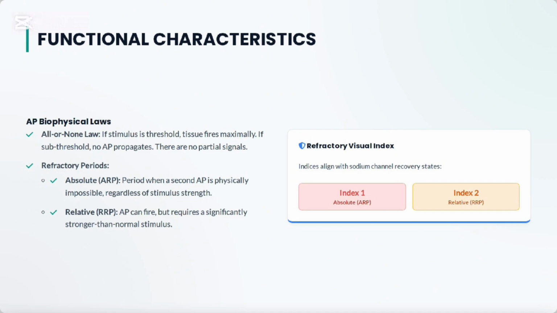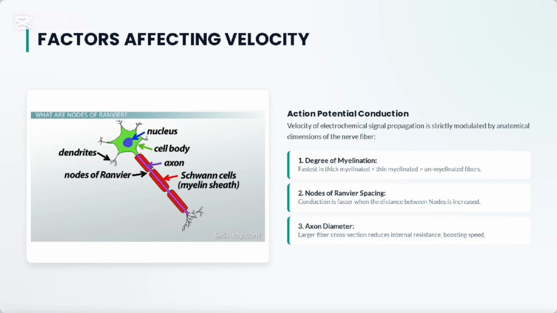Absolute refractory period, ARP: a brief time window where it is physically impossible for the cell to fire a second signal, no matter how strong the stimulus is. Relative refractory period, RRP: the cell can fire again, but it requires a much stronger than normal stimulus to do so. Anatomy of a neuron diagram.